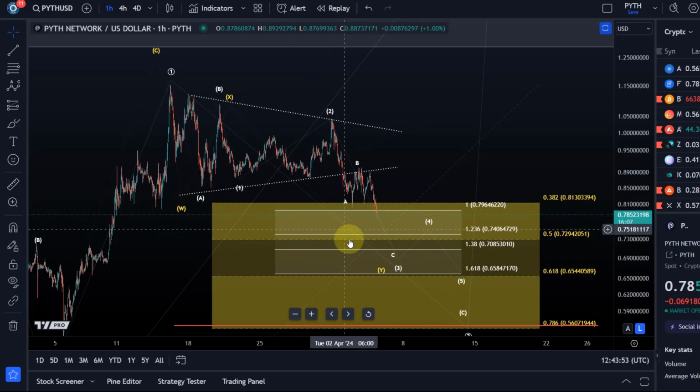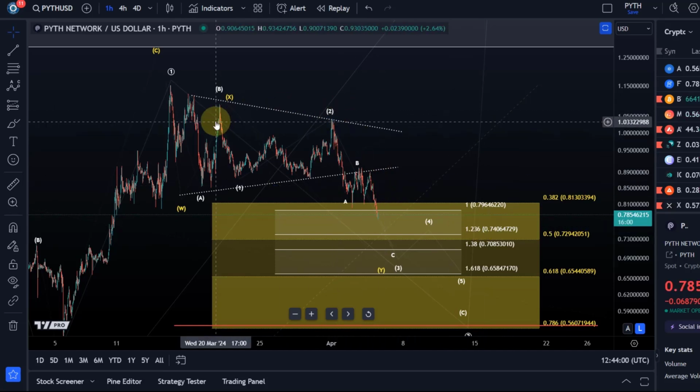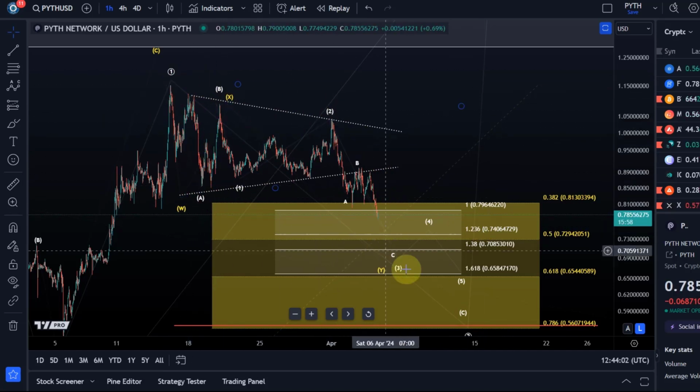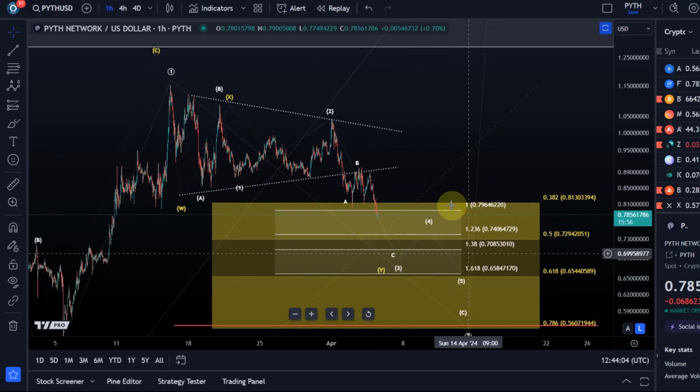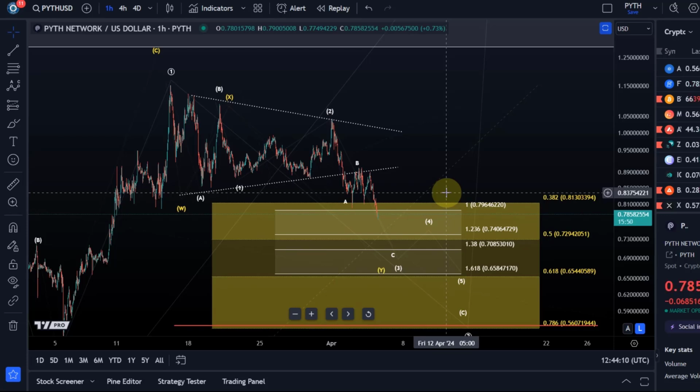That third wave should be an ABC structure. We talked about in the larger ABC structure that the C wave should ideally reach this zone between 79.6 and 65.8 cents. But structures are always more relevant, because the structures tell us if technically a correction can be completed. It's all about probabilities, right?